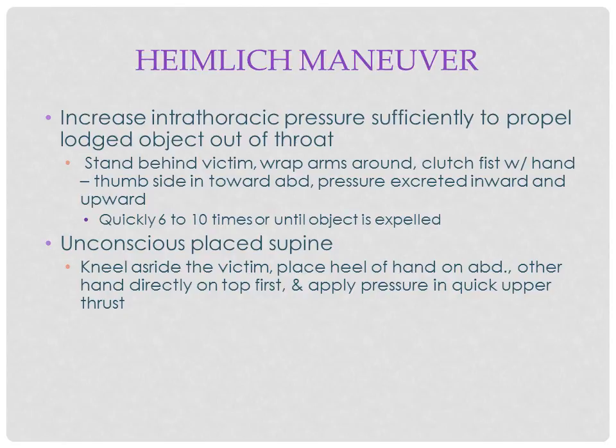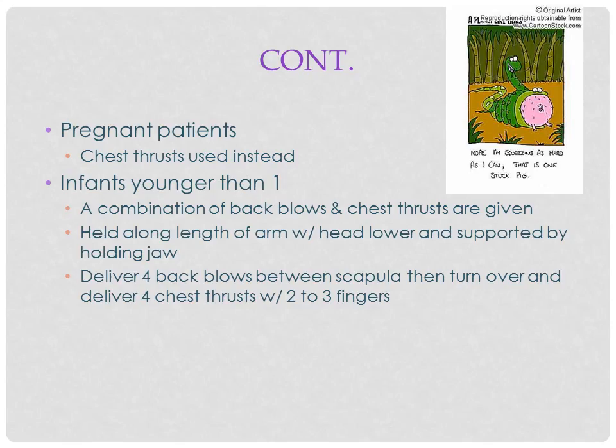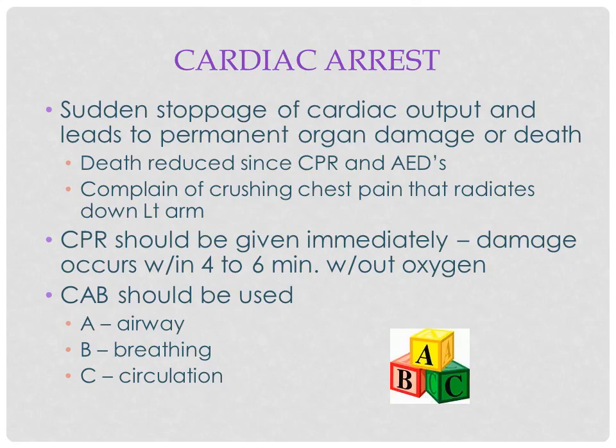If the patient becomes unconscious, place supine, kneel astride the victim, place the heel of one hand on the abdomen, the other hand directly on top, and apply pressure with a quick upward thrust. Pregnant patients: chest thrusts are used instead of abdominal thrusts. Infants younger than 1: a combination of back blows and chest thrusts is given. Hold along the length of the arm with the head lower, supported by holding the jaw. Deliver 4 back blows between the scapulae, then turn over and deliver 4 chest thrusts with 2 to 3 fingers.